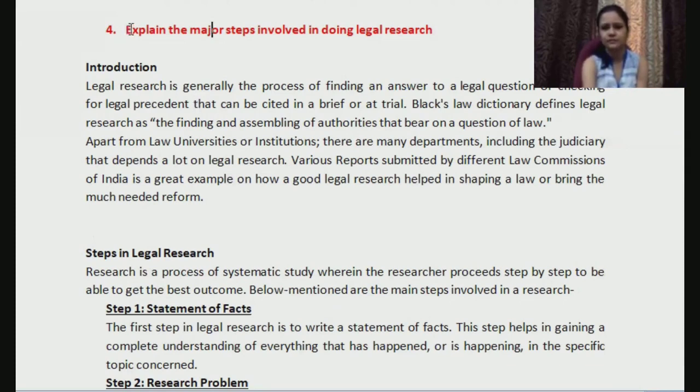Okay, so if there is a question on legal research, I have changed the intro a little bit, and the conclusion. Maybe you can write that legal research is generally the process of finding an answer to a legal question or checking for a legal precedent that can be cited in a brief or at trial. That means when you are doing legal research, you would try to find out the answer to a legal question, right?